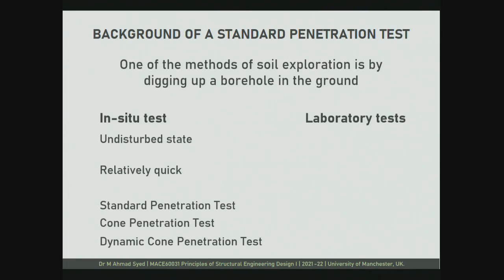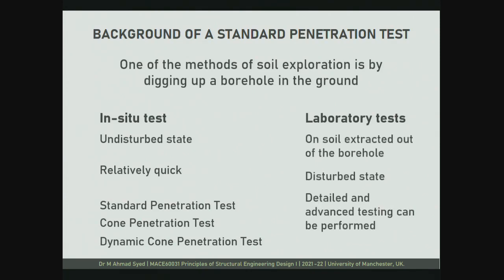In situ tests could be good. The advantage is that you are not disturbing the soil. Whatever in situ test you are doing is on actual soil without disturbing its original state. So they are more reliable. They are relatively quick. You don't have to transport the soil sample to the lab, prepare small specimens, and test them in the lab. There are 3 very quick tests that people do on site: SPT, CPT, and DCPT. That is, standard penetration test, cone penetration test, and dynamic cone penetration test. What we are looking at is this SPT, which is an in situ test. Okay, I'll come to that in a moment.